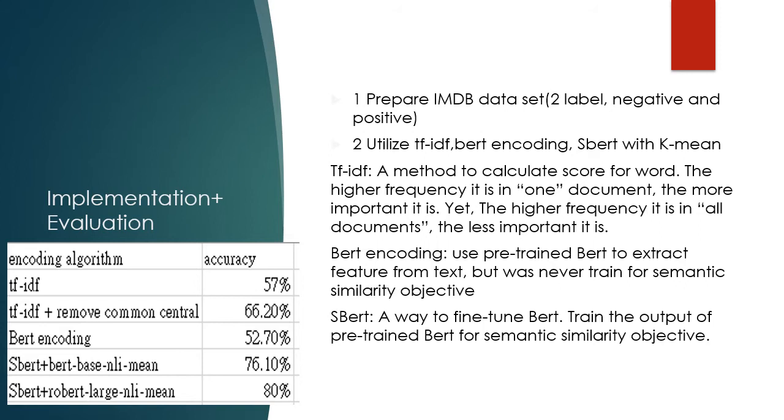TF-IDF is a method to calculate the score of a word. The higher frequency it is in one document, the more important it is. Yet, the higher frequency it is in all the documents, the less important it is.